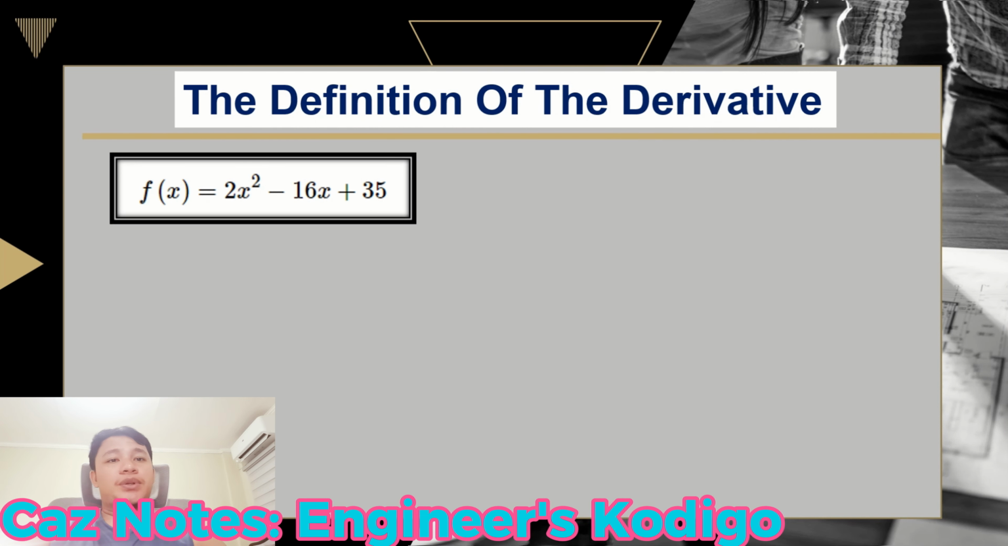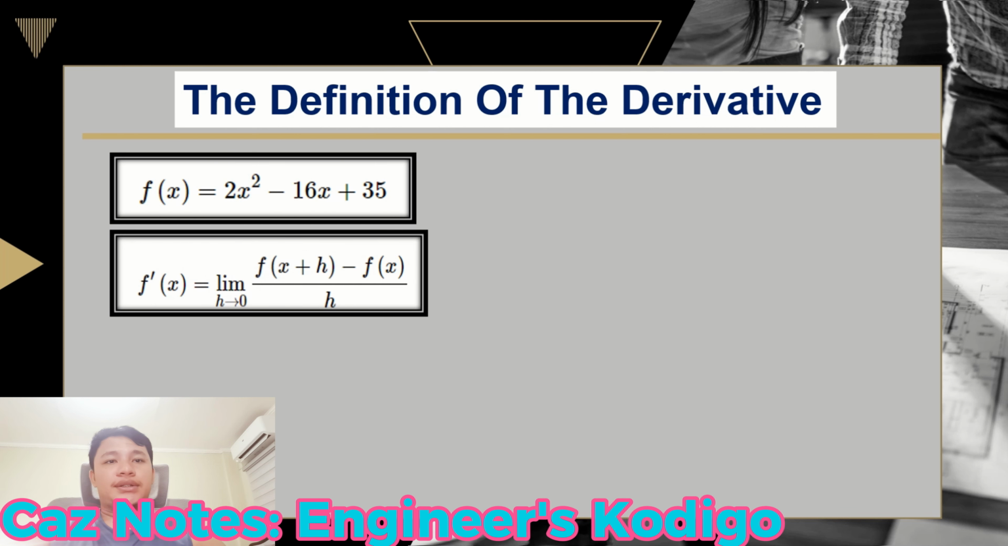Say for example we wanted to calculate the first derivative of the function f of x, which is equal to 2x raised to the power of 2 minus 16x plus 35. Applying the formula on our previous slide, the derivative of the function f of x is defined by the limit of f of x plus h minus f of x divided by h as h approaches 0.